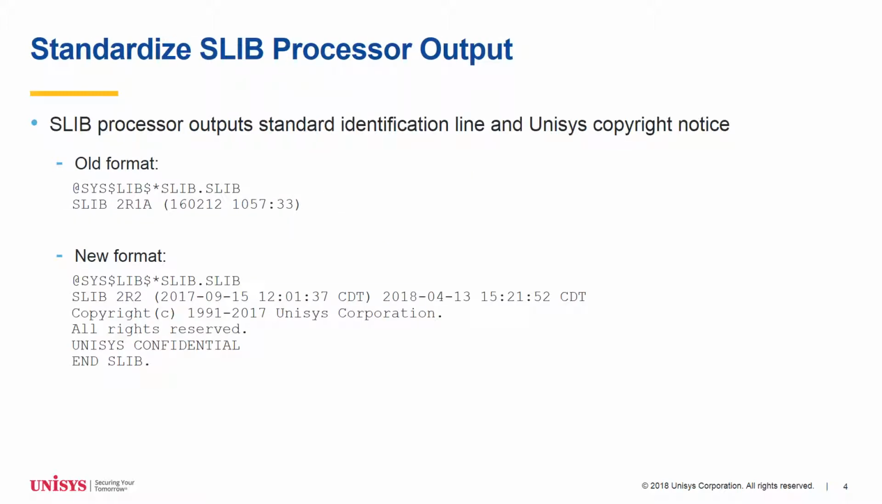For the Standardize SLIB processor output feature, the SLIB processor is updated to produce a standard identification line and the standard Unisys copyright notice. The SLIB processor output previously included only the SLIB level and the date and time SLIB was built. In the new format, an identification line containing both the date and time SLIB was built and the current date and time, including time zone mnemonics, are output in Unisys recommended format.